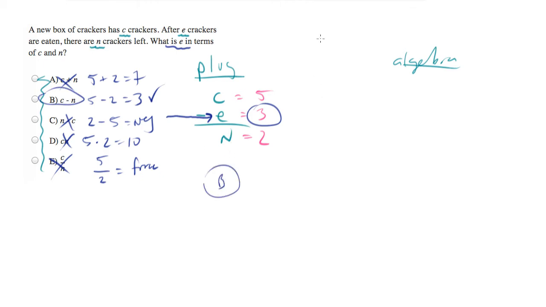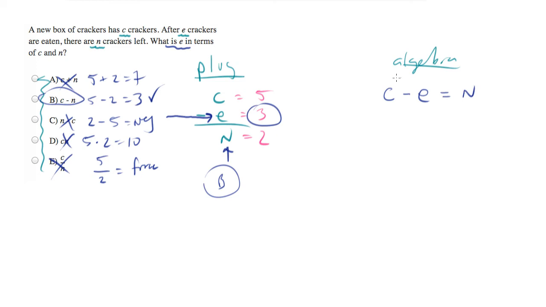How could this have been done with the algebra method? What we'd want to do is create an equation. And we already have fairly much built one while we were plugging in, which was we started with C crackers, we subtracted E, and we had N left over at the end of the day.